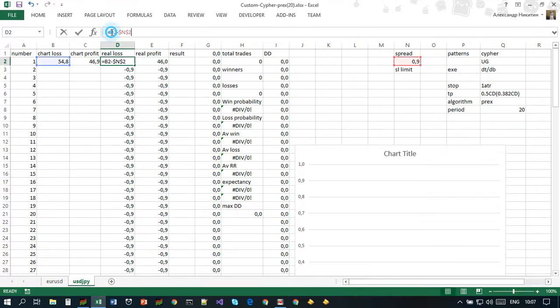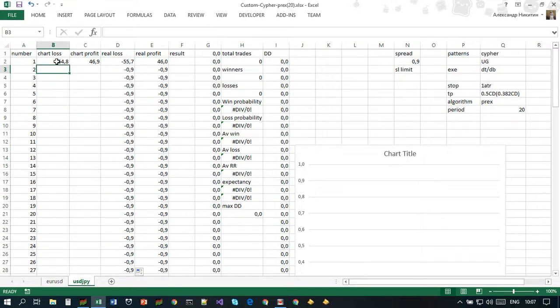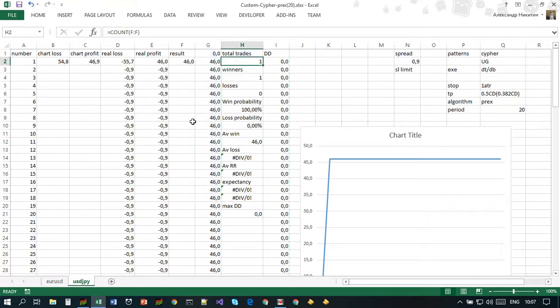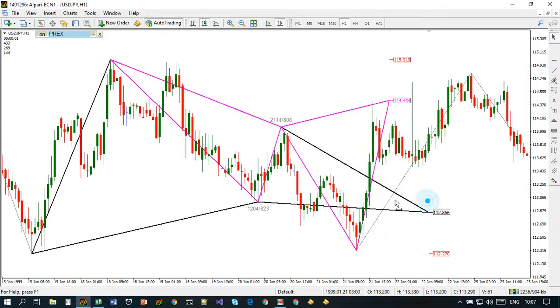Let me do it this way. It should turn them negative. Sometimes I forget to turn them negative. When I type it here, it should be turned into negative, or I should type it minus 54.8 and so on. So let Excel take care of this stuff, and it will turn it into negative. It was a winner and done. You see the chart is updated, the stuff is updated, how many trades, how many winners, and we just continue.